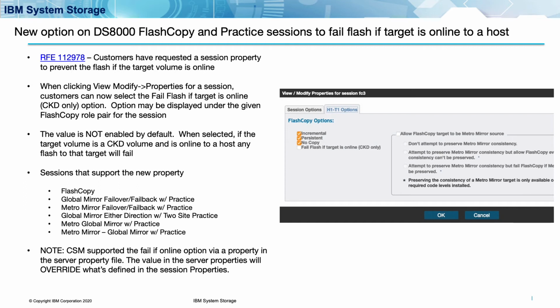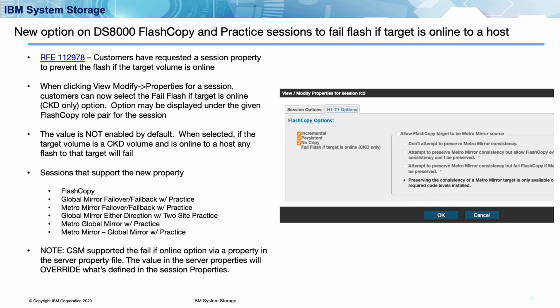Just a couple things to know. There's the list of the sessions that support this new property: FlashCopy, Global Mirror Practice, Metro Mirror Practice, the Global Mirror either direction with Practice, Metro Global Mirror with Practice, and the multi-target MMGM with Practice session. So all of those will have a tab with the FlashCopy relationship in the View Modify Properties that will now display that option that you can check.